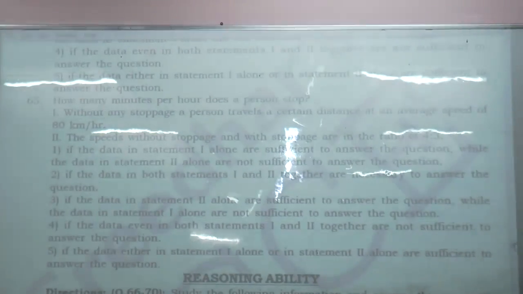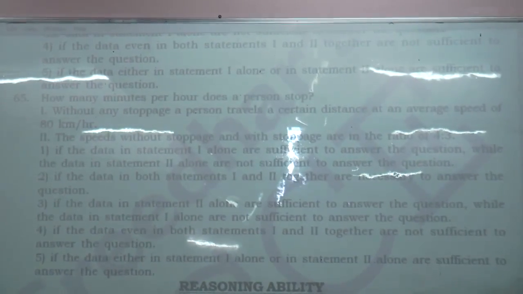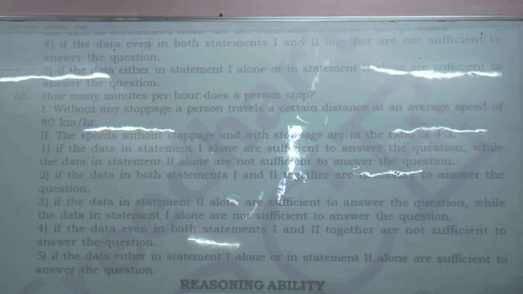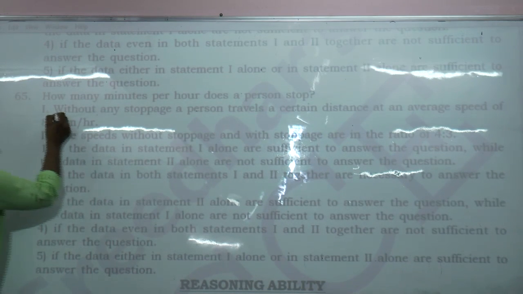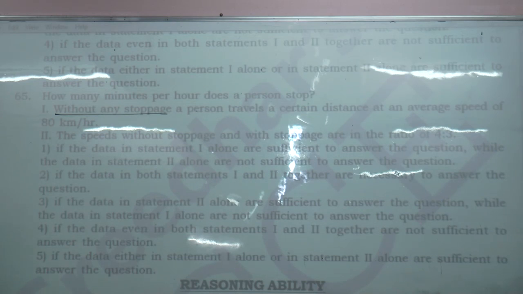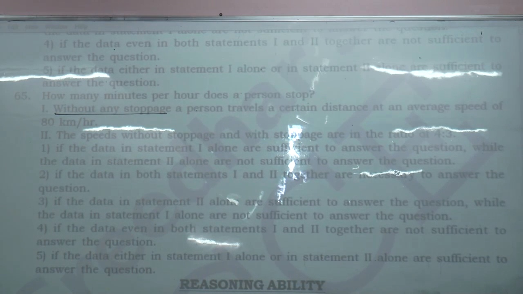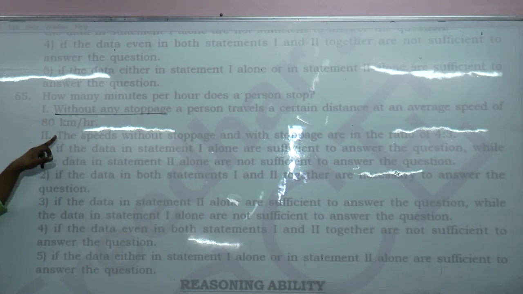How many minutes per hour does a person stop? Without stoppages, a person travels a certain distance at an average speed of 80 km per hour. From this, will you get the answer? What is required? Speed with the stops. The speeds without stoppages and with stoppages are in the ratio 4:3. Using 2 alone, will you get the answer? Yes. What is your answer?